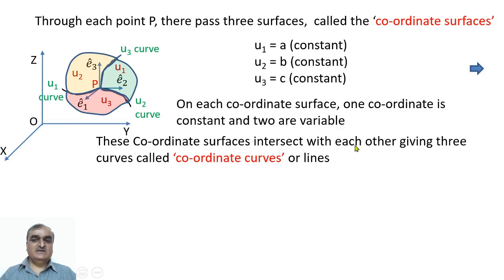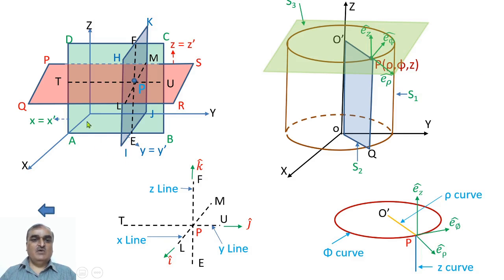These coordinate surfaces intersect with each other, giving three curves called coordinate curves. In the previous lecture, we have already studied the definition of coordinate curves: when two constant surfaces intersect, we get a coordinate curve. As we have seen, when the x and y surfaces intersect, we get the z line. If y and z intersect, we get the x line. And when x and z intersect, we get the y line.